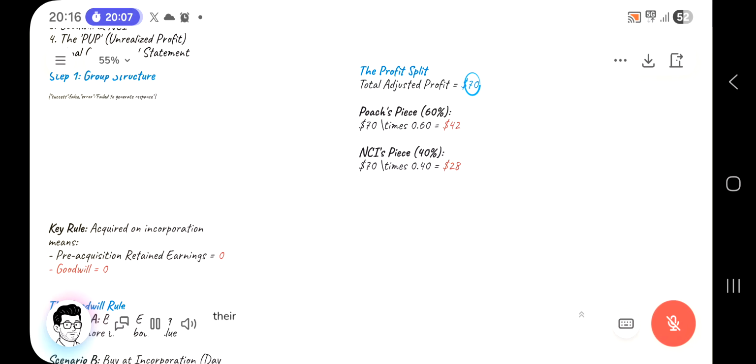Poach's 42 gets added to their own 147, and the NCI's 28 gets added to their starting 4. Does that make the why behind the percentages a little clearer?